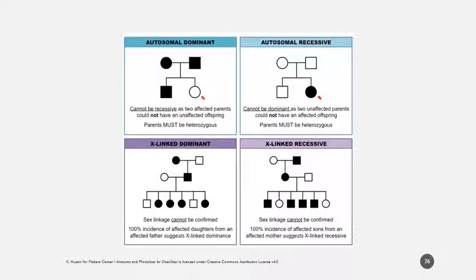So here's just kind of a summary slide of the different pedigrees. On Canvas, you can access this and kind of spend some more time looking through it. Again, with the autosomal recessive and the X-linked recessive, you see a lot more skipping of generations.